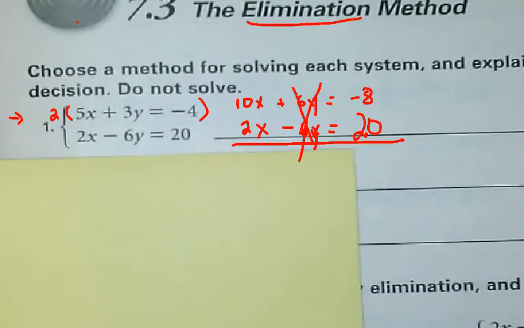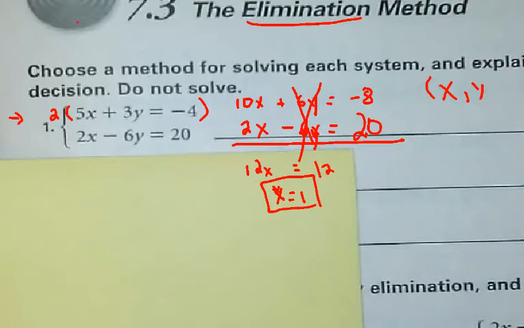Now, what's over here? I got 12x. What's over here? 20 minus 8. 20 minus 8 is 12. So x is 1. X equals 1. Hooray! But remember, I'm not done until I have x comma y. Right? I know 1 is x, but I don't know what y is yet. So all I have to do is plug it back up into one of my equations.